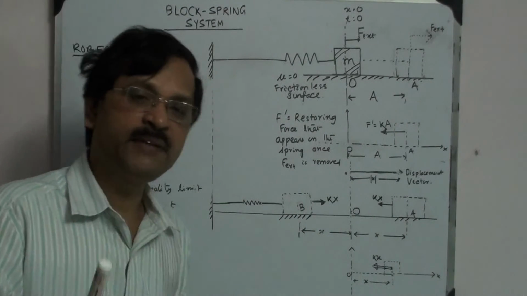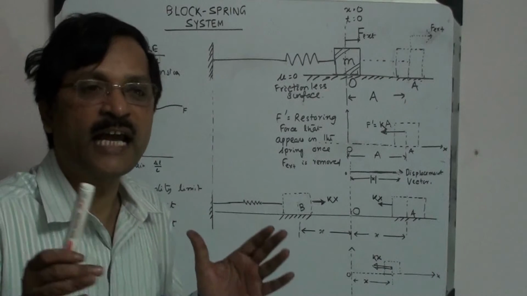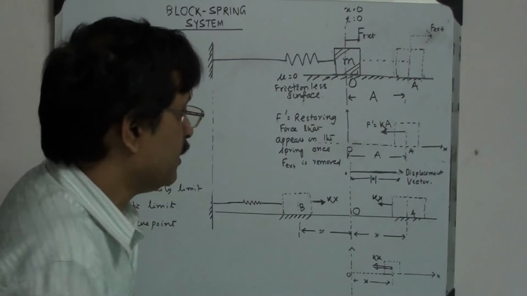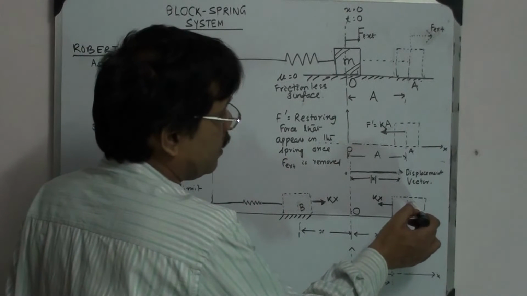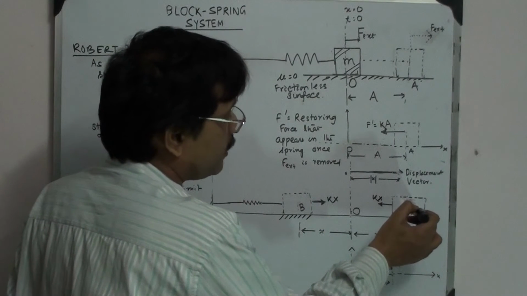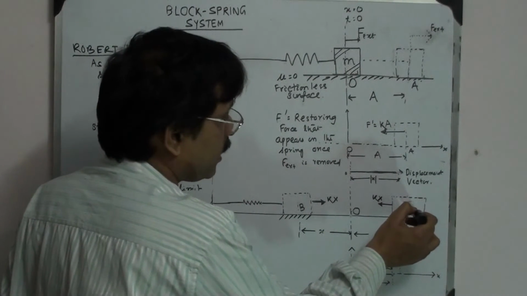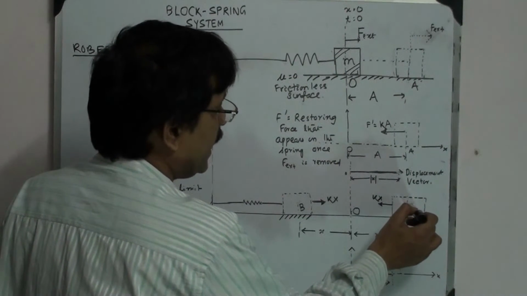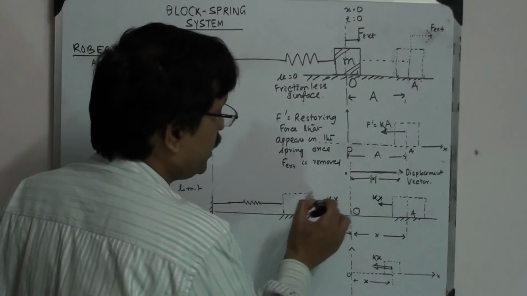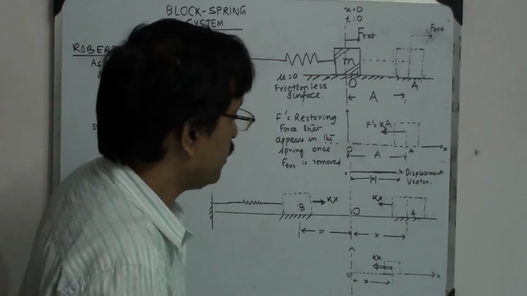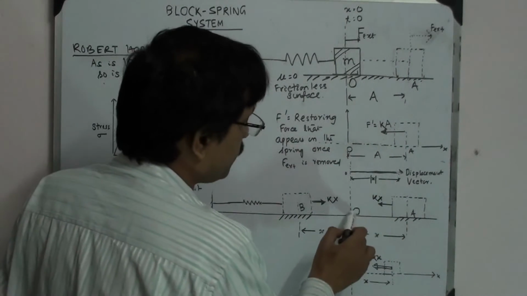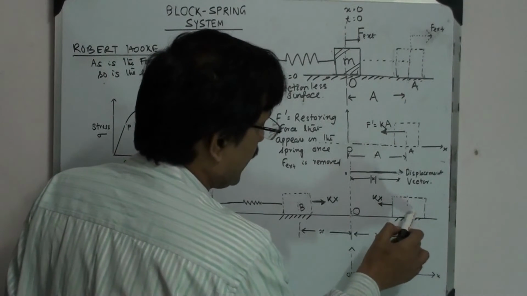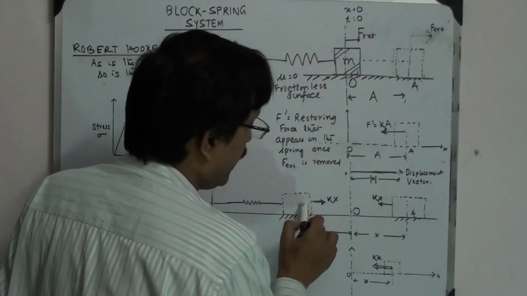The total time taken for the oscillation is called the time period of the block of mass m. That is the time taken for the body to start from A and reach A back. That means A to O to B and then B to O to A. Or in other words, in the other system, from O to A, then A to O, then O to B and B to O.